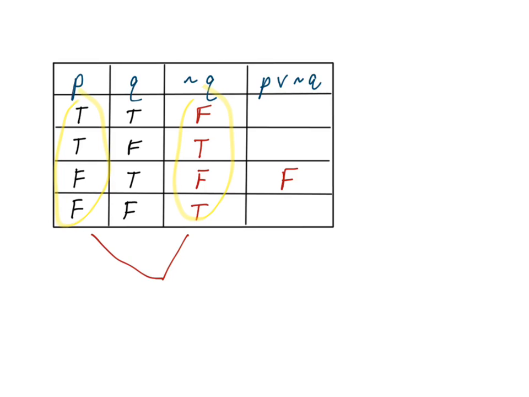Notice in the first row, we have true, false. So definitely that's going to be true. Here we have true, true. That's going to be true. And false, true here. And so that's going to be true. So again, the only time an OR statement is going to be false is when each part is false. And we're looking at P or not Q. All right, so that's how you fill out the table here.